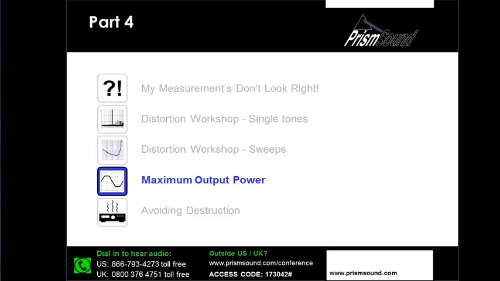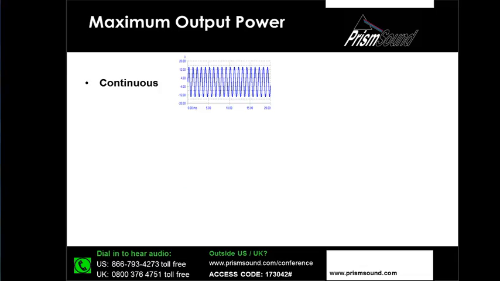We need a way of knowing when we've hit the maximum output, and we actually use distortion, harmonic distortion plus noise, as a means of determining that we have reached the maximum output power. Okay, there are a few different ways of measuring output power in terms of the duration of the test. We have continuous output power, which is taken as being a continuous sine wave, usually of a relatively short duration. You just set up your sine wave, make your measurement and say, yep, that's my output power.